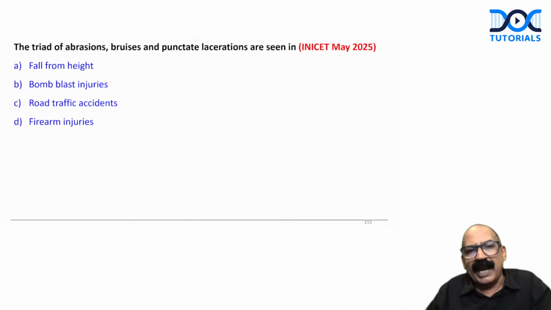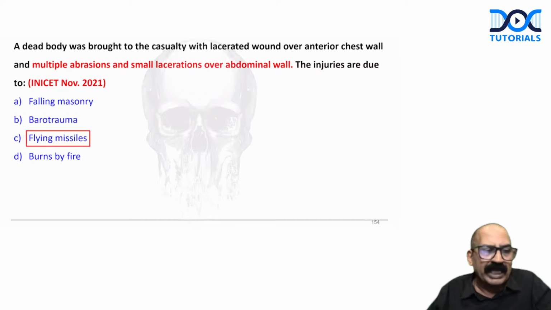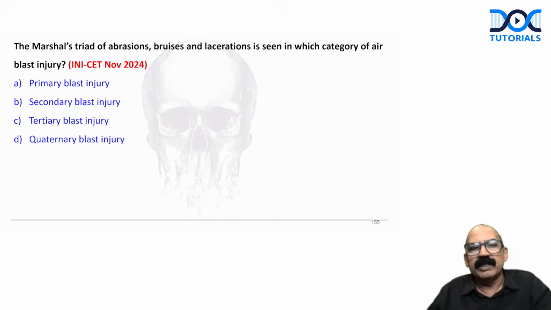Okay. The triad of abdomen and punctate lacerations are seen in bomb blast injury. See how many times they ask in INI CET. Multiple abrasions, small lacerations over the abdominal wall. The injuries are due to flying missiles. Martial triad is nothing but secondary blast injury due to flying missiles.